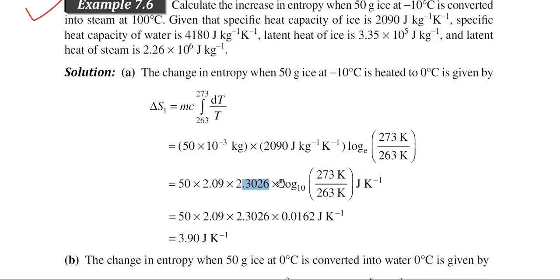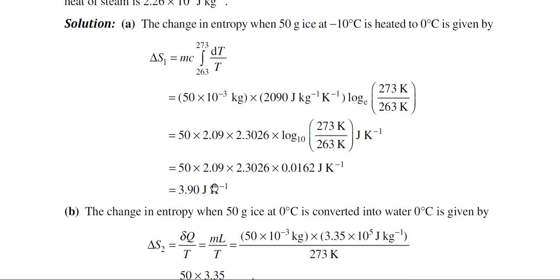There is no need to change to log 10 base, but if you wish to change that, you can. In that case, you have to multiply by this particular factor, 2.3026. Then you can write log 10. You see this is 10 base. So whatever it is, ultimately you have to calculate delta S1 in this first step.